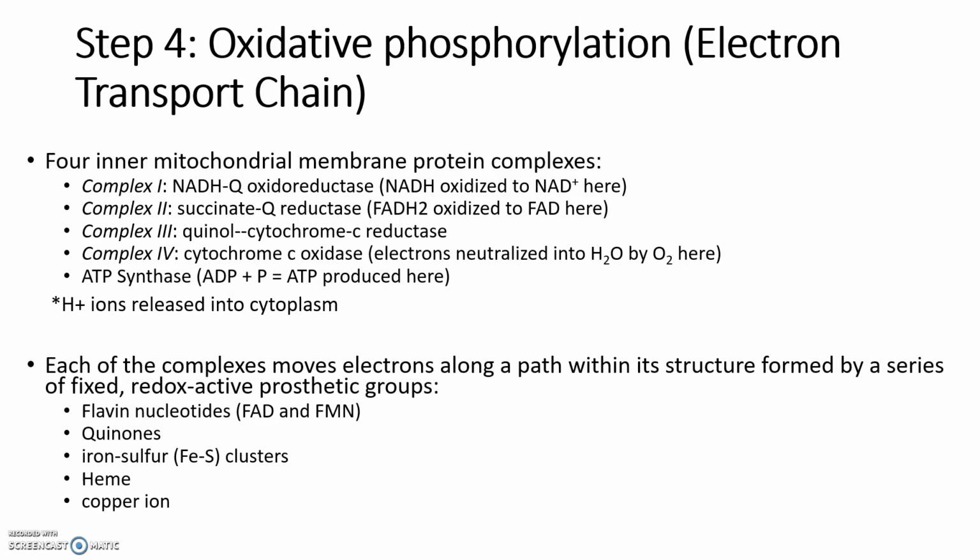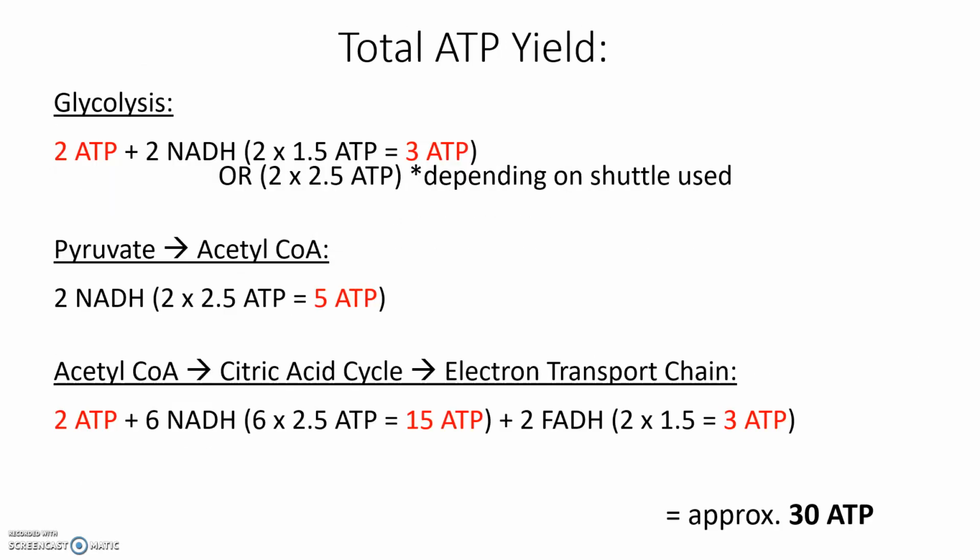so that is where ATP is actually produced and released. And it's important to note as well, as shown in that picture before, that protons, those hydrogen ions, are being released into the cytoplasm during these processes, which give us that gradient. And each of the complexes is going to move electrons along a path within its structure, formed by a series of fixed redox-active prosthetic groups, or kind of cofactors, and those are listed there as well. So this has been a brief overview of those 4 steps and what that looks like, which gives us our total ATP yield.